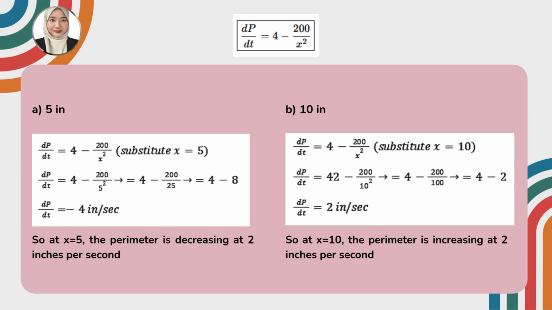So dp over dt equals negative 4 inch per second. As for question B, the question is asking us to find the rate of change of the perimeter P when the length of an increasing side is 10 inch.